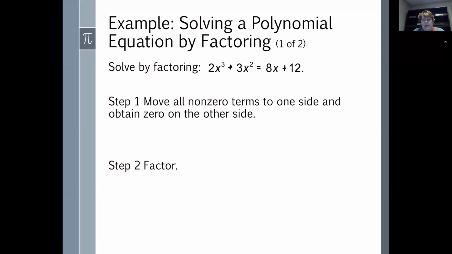A shortcut way of saying this: I'm going to move a positive 8x from the right-hand side to the left-hand side by making it negative. The reason it works that way is because I'm actually subtracting it from both sides. I'm going to move the plus 12 to the left-hand side by making it negative. Again, the reason it works that way is because I'm subtracting 12 from both sides of the equation.